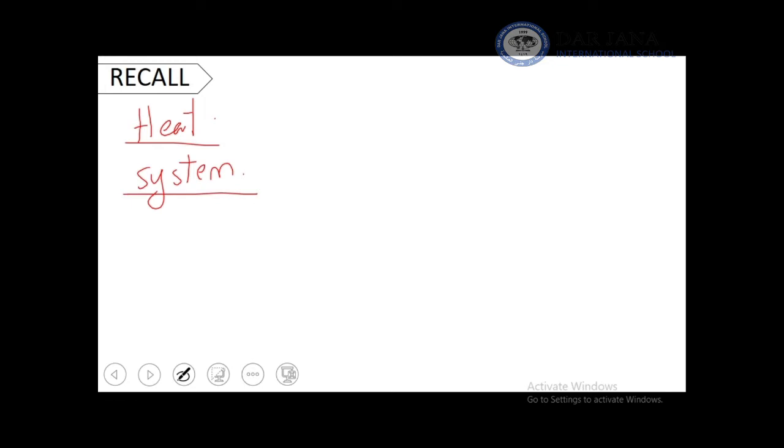First of all, in the previous lesson we said that the heat absorbed or released can be measured using the calorimeter. Also, we defined the system and the surrounding. We said that the system is the part of the universe that we are studying. Everything else is the surrounding. System plus the surrounding makes the universe. And also, we said that we have endothermic and exothermic reactions.